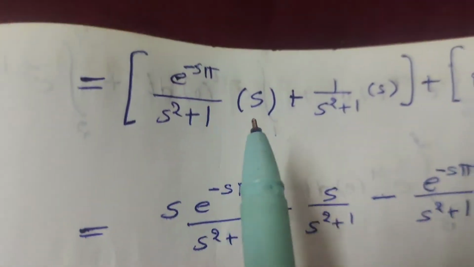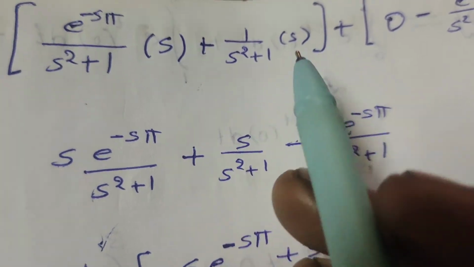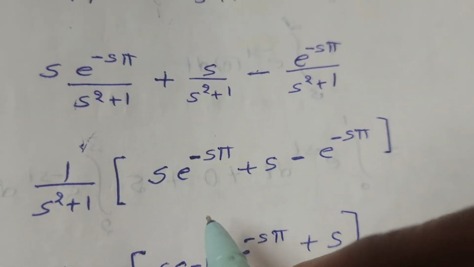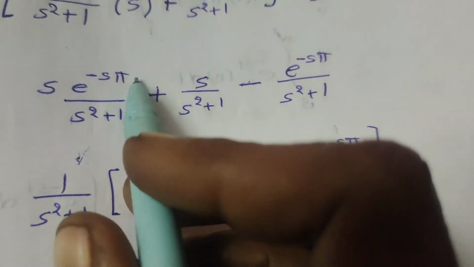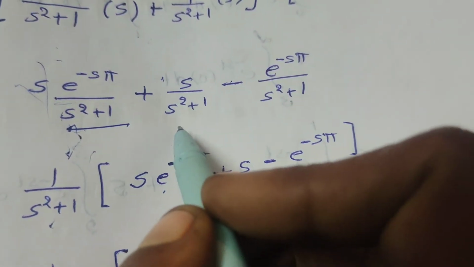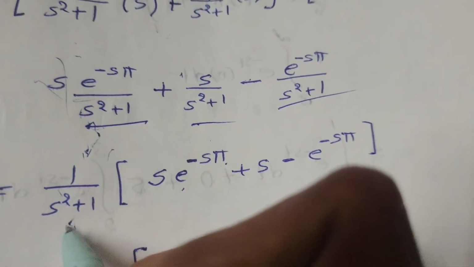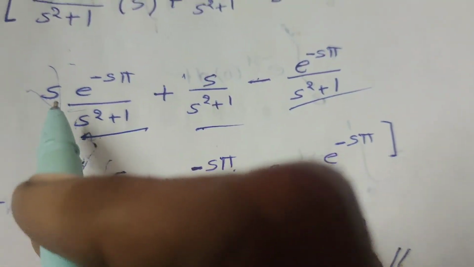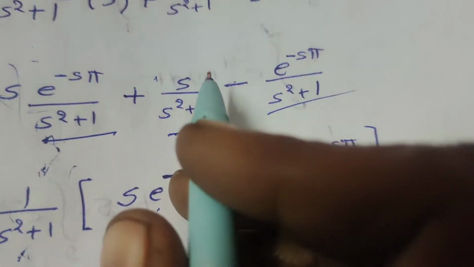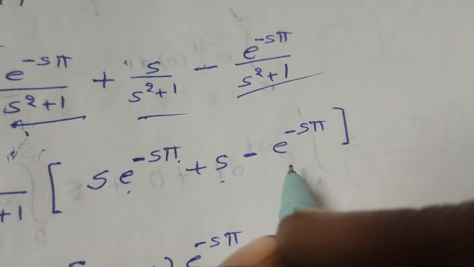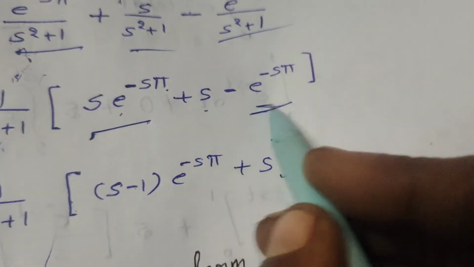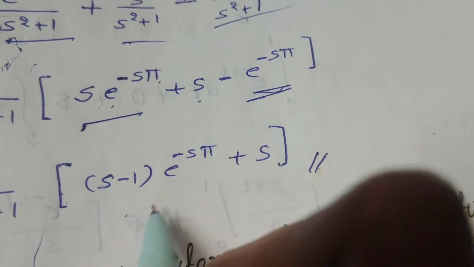Next we get s e^(-pi s)/(s² + 1) plus s/(s² + 1) minus e^(-pi s)/(s² + 1), that is, s e^(-pi s) with 1/(s² + 1) in all three terms. Taking 1/(s² + 1) common, we get 1/(s² + 1) times (e^(-pi s)(s − 1) + s).